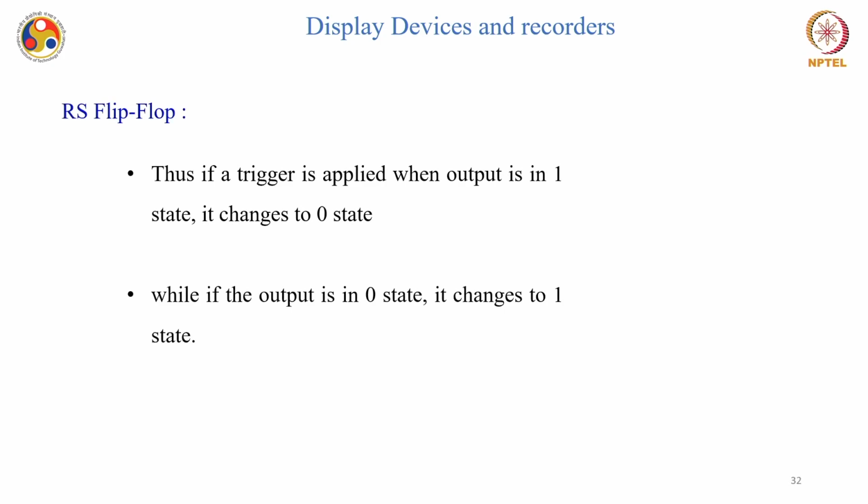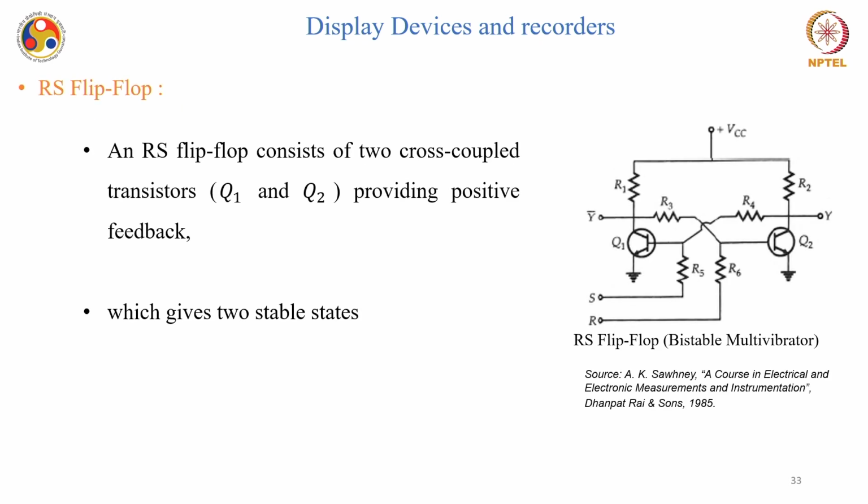Therefore, if a trigger is applied when the output is in 1 state, it changes back to 0 state, and if the output is in 0 state, if you apply the trigger, it will change to 1 state, or you can also understand it with high and low states.